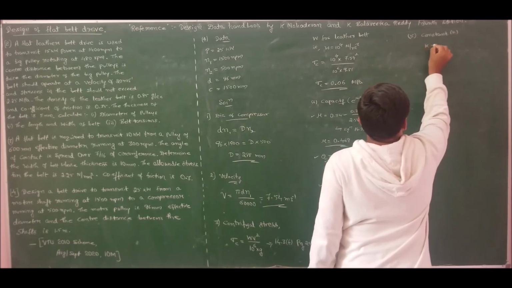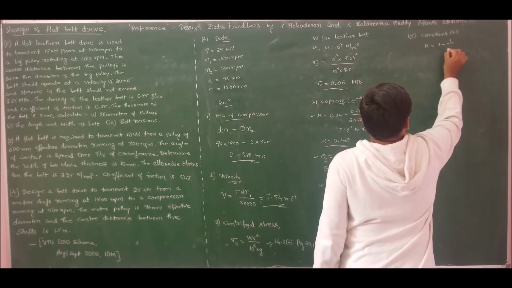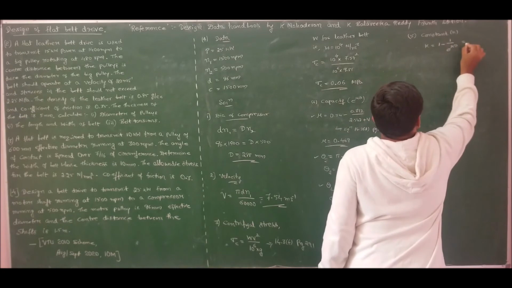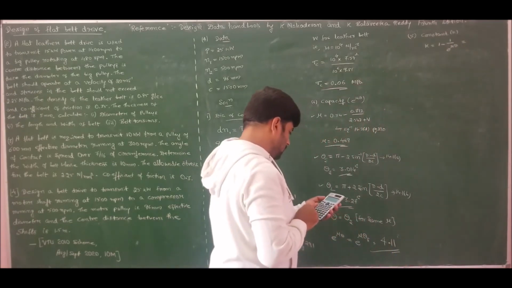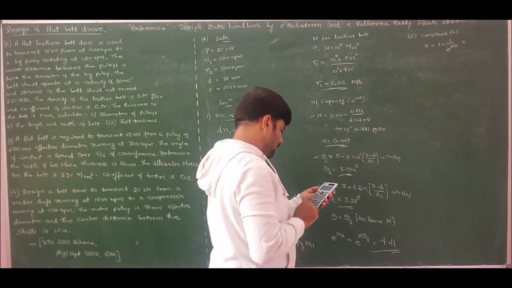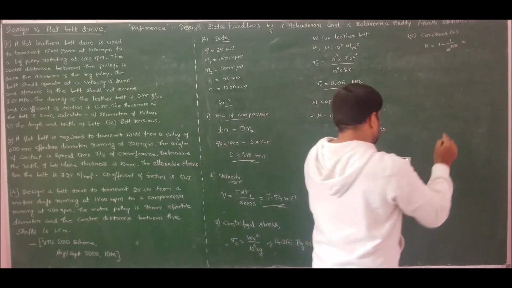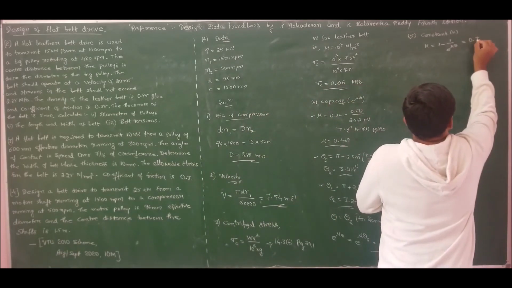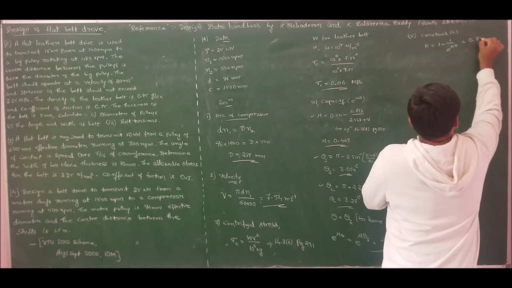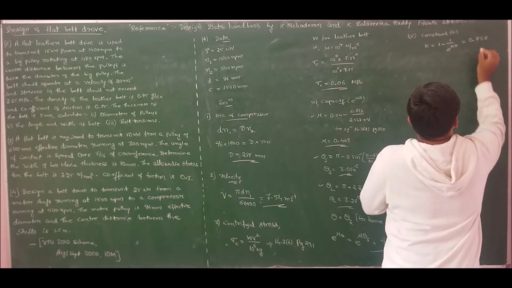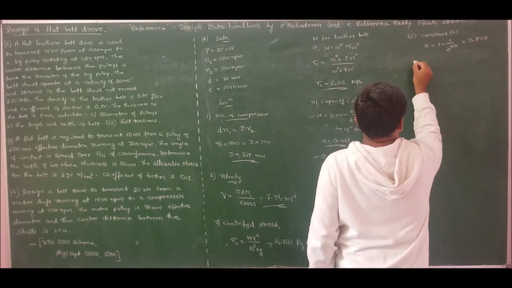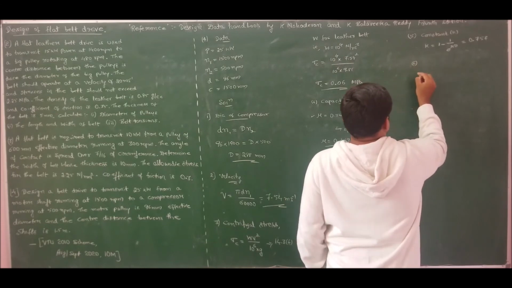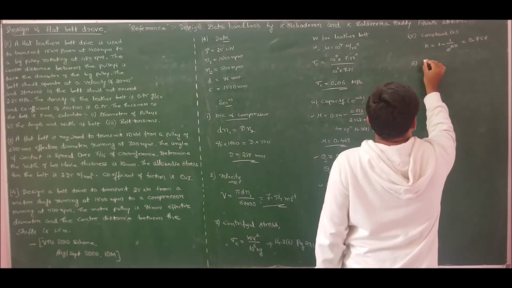Next, moving to step 5, let us calculate the constant K. We know that K is equal to 1 minus 1 by e to the power of mu theta. So it is 1 minus 1 by the answer, which is 0.757. Next, moving to step 6, to find the length.